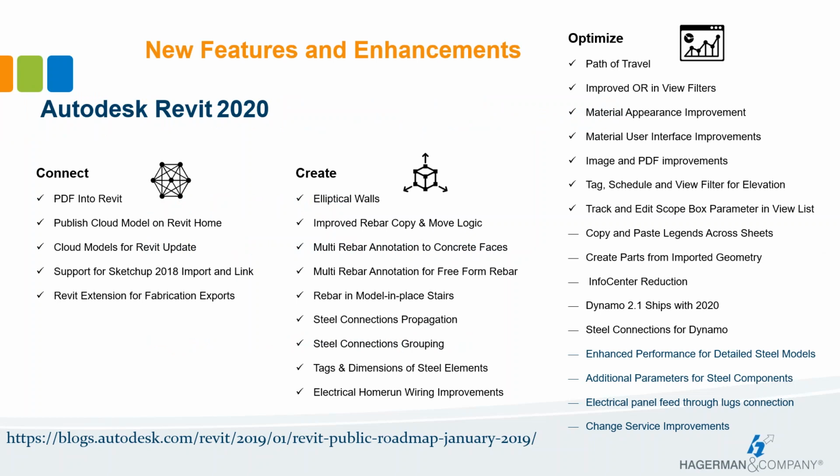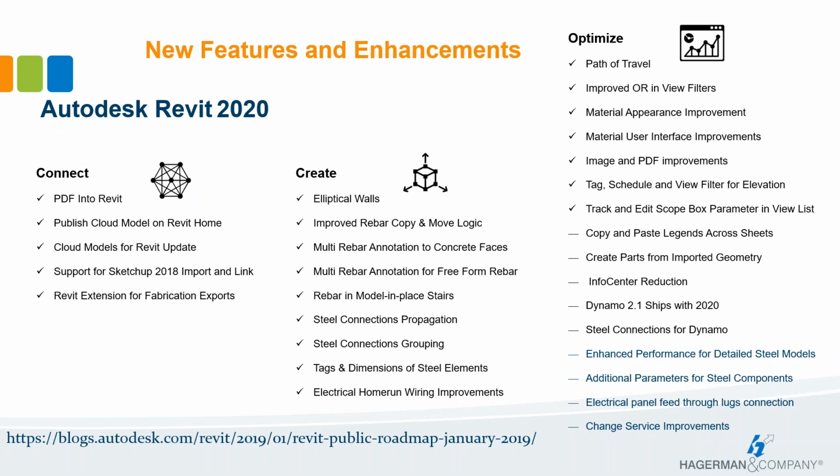So here is an official list from Autodesk, including all of the new features. You can see that they have broken them down into 3 categories: connect, create, and optimize. This organizational structure was unveiled a couple of years ago as part of the Revit roadmap, and they have stuck to this structure for the development of the software.